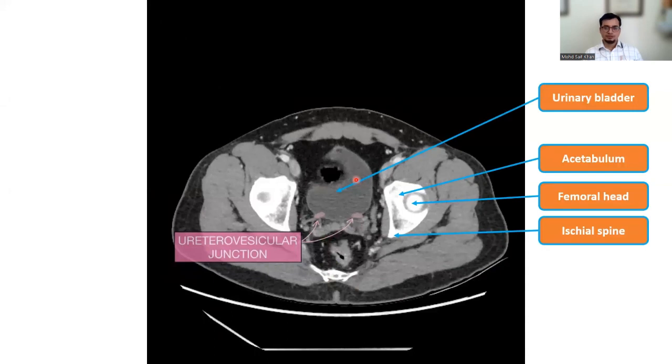Now, anteriorly, you can see the urinary bladder. Look at the ureters which are entering behind the urinary bladder. Now, observe a few bony structures which are of special interest, like the acetabulum. So this is your acetabular cavity, and then you can see inside the acetabular cavity the femoral head, and behind you can see the ischial spine.